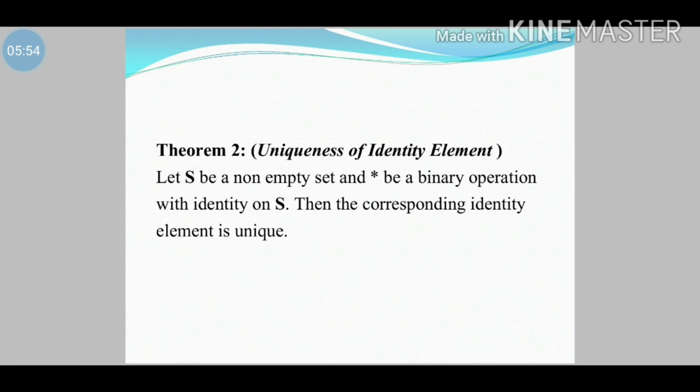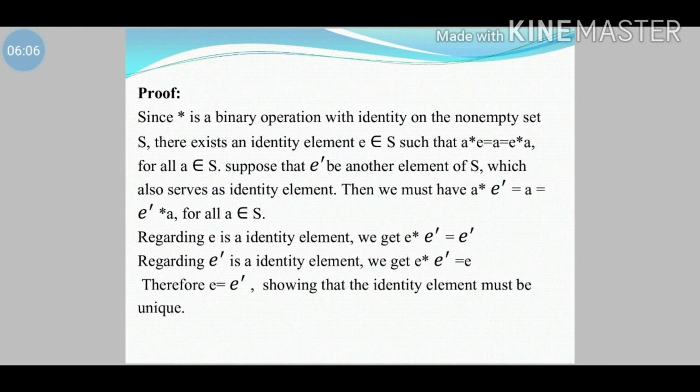The second theorem is the uniqueness of the identity element. Let S be a non-empty set and star be a binary operation with identity on S. Then the corresponding identity element is unique. That is, if S is a set with a binary operation star and the identity element e exists, it must be unique. We want to prove this using the method of contradiction.